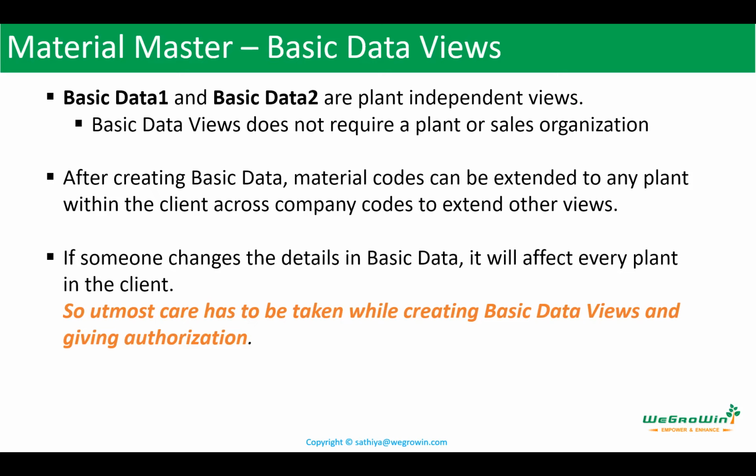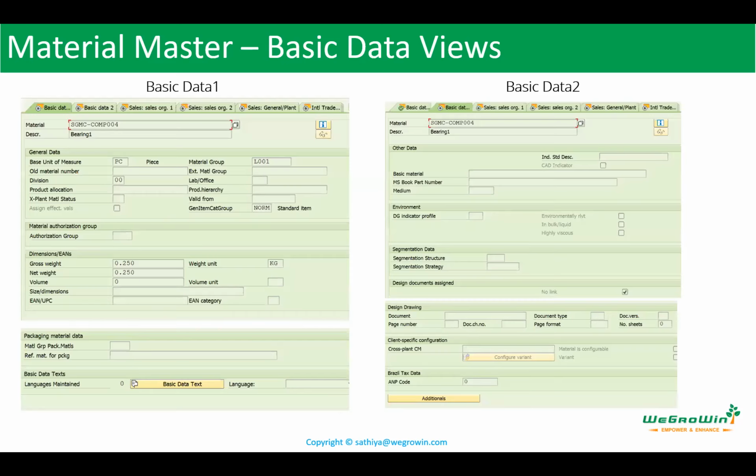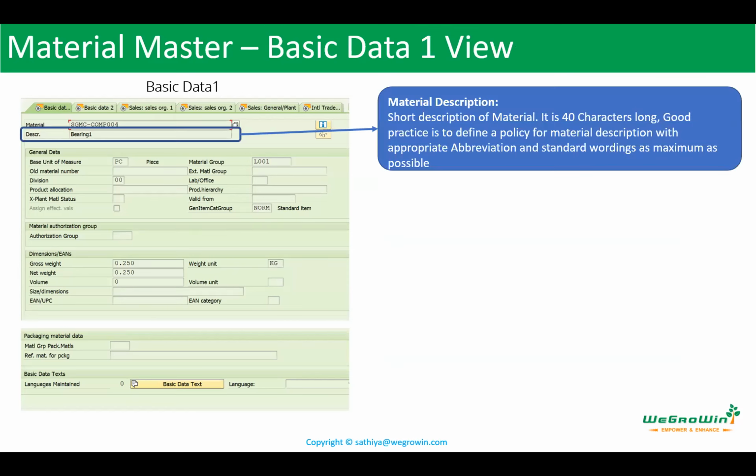And if there is a change in the basic data, it is going to affect every plant in the client or every company code in the client. This means utmost care has to be taken while creating basic data views. And also authorization, to whom it has to be given, is very important. These are the views in the basic data: basic data 1 and basic data 2. These are the different views. So now come to basic data 1.